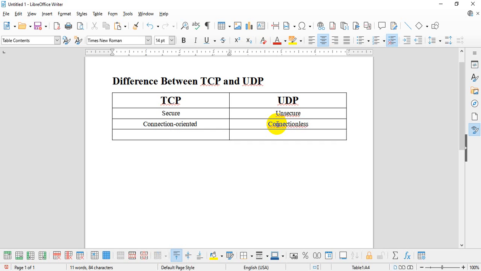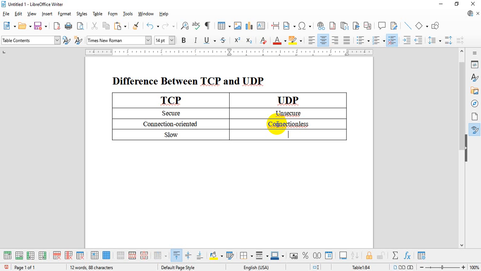And the next difference is that TCP is slow. Why is TCP slow in comparison to UDP? Because before transferring the data between the sender and receiver, they establish the connection. So it takes some time in comparison to UDP. So TCP is slow in comparison to UDP.